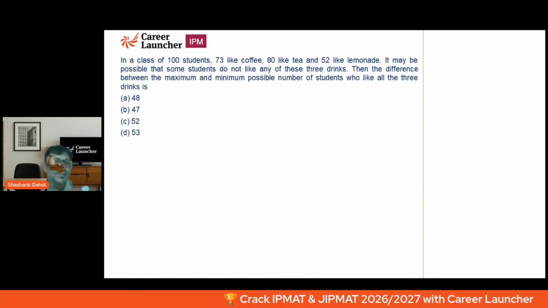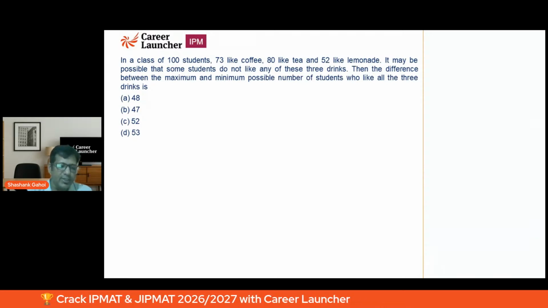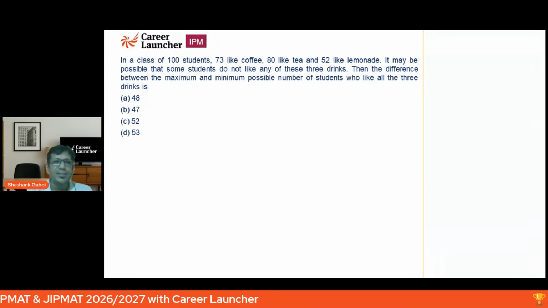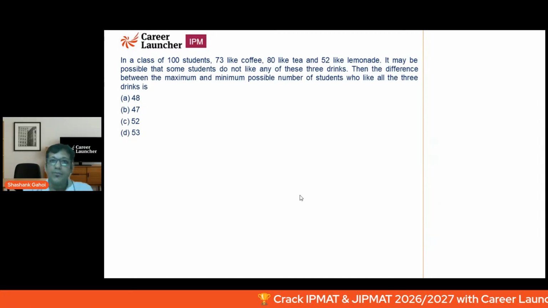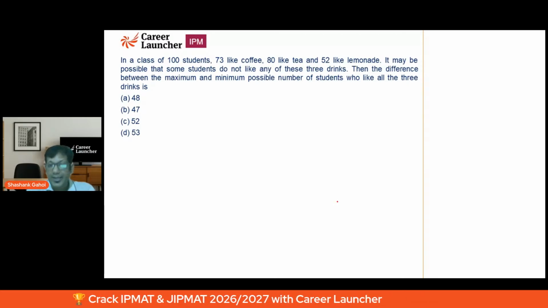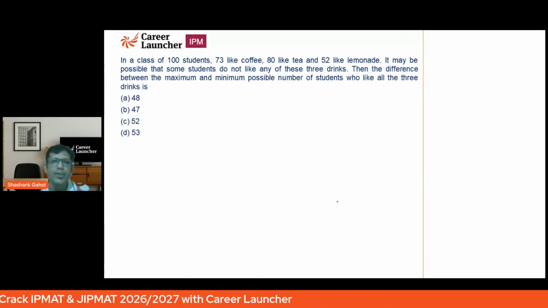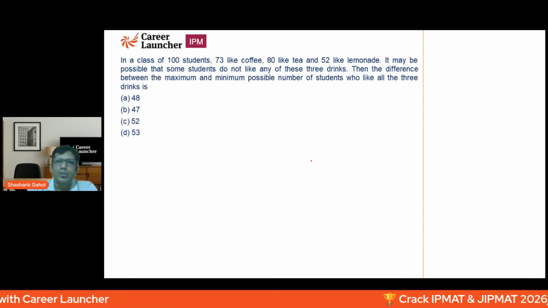What does it say? So it says that in a class of 100 students, so basically there are 100 students in a class, 73 like coffee, 80 like tea, and 52 like lemonade. It may be possible that some students don't like any of the three drinks, fair point. Then the difference between the maximum and minimum possible number of students who like all three drinks.